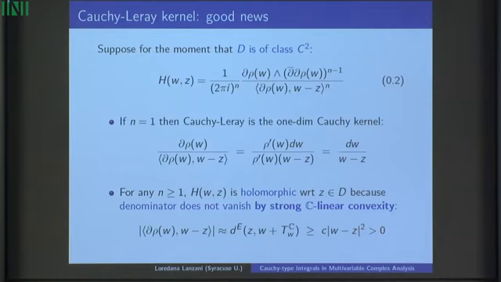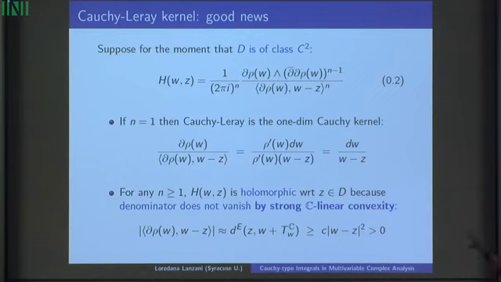So what is the good news? Well, any candidate for a higher dimension Cauchy kernel should better reduce to the Cauchy kernel in one dimension when n is equal to 1. And the good news is that this one does it. It's easy to see. Here we're using the fact that the gradient of rho doesn't vanish along the boundary, so you don't run into the 0 over 0 indeterminate form.